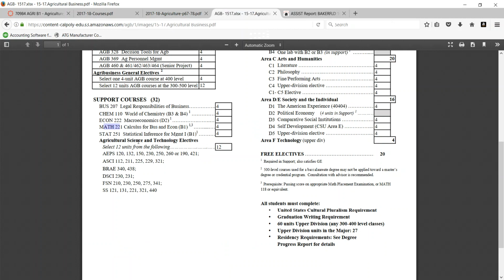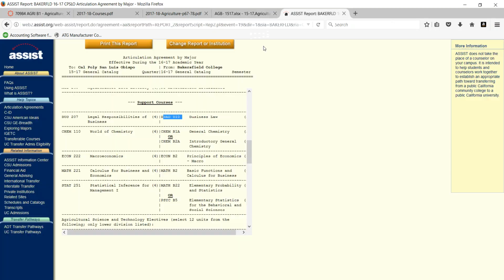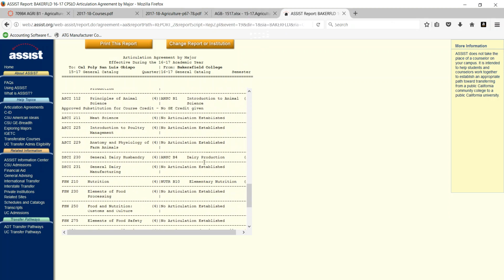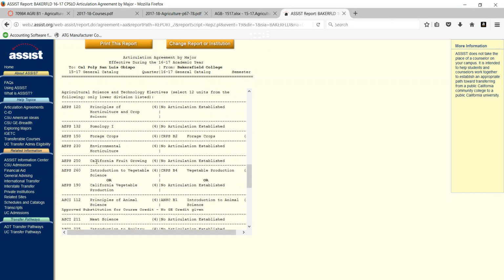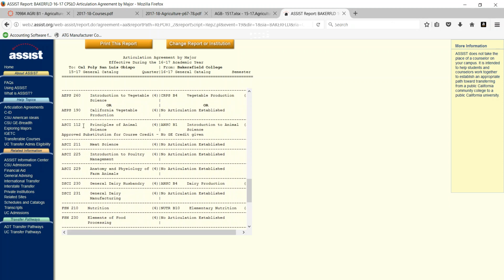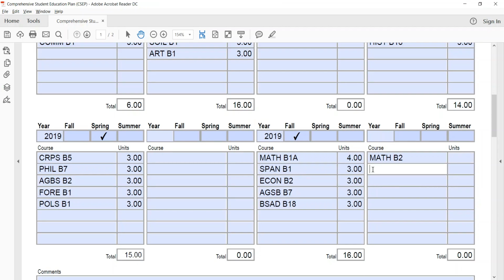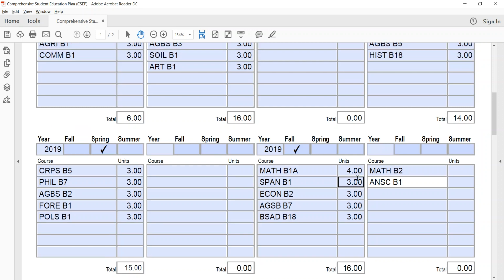We can also look down here at some elective units you have to take. All these 100 level classes, you can go back to assist.org to see if they count here at Bakersfield College towards a Cal Poly unit. So I think animal science, if we can keep going down. Oh, did I pass it? Right here. Animal science 112 is actually our animal science B1. So you can put that in there. You might have more units here at Bakersfield College, but you're also going to be saving yourself some money here at Bakersfield College, which is always nice.